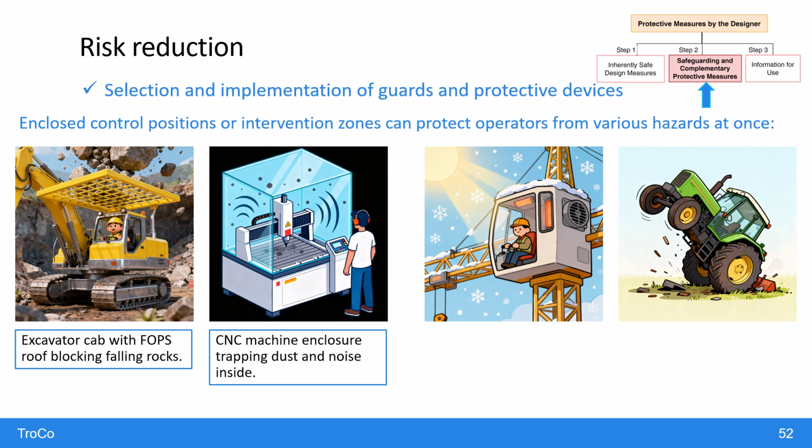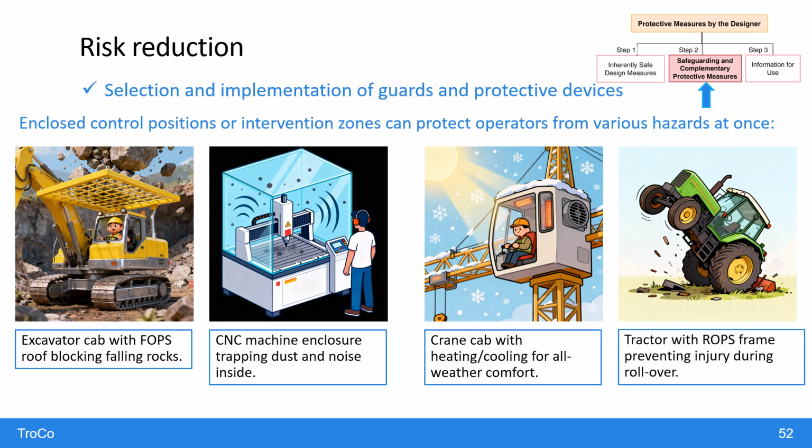A CNC machine fully enclosed with transparent panels contains dust and noise, allowing safe observation without hearing protection. Third example, environmental hazards. A tower crane cab with heating and cooling vents protects the operator from snow, sun, and extreme temperatures. Fourth example, machine instability. A tractor tipping on a slope where the driver remains protected inside a rollover protection structure frame.